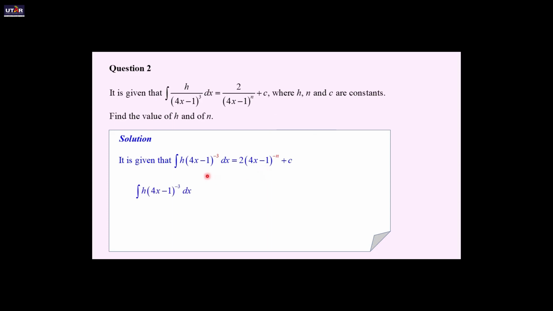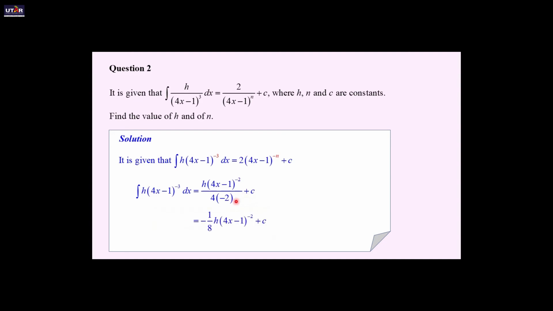For the left hand side, we recall that when we integrate the function (ax plus b) to the power of n, we increase the power by 1, divide by the new power. At the same time, we need to divide by the coefficient of x. So in this case, it will give you h multiply (4x minus 1) to the power of negative 2. Right? This is because negative 3 plus 1 is equal to negative 2. Then you divide by the new power, and also you divide by the coefficient of x, which is 4. At the end, we plus the constant of integration, plus c.